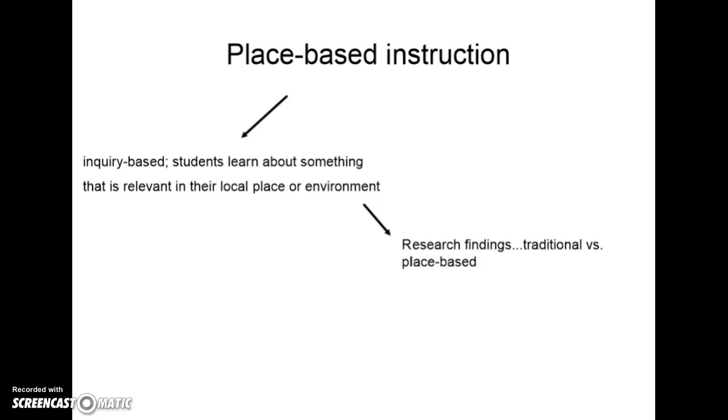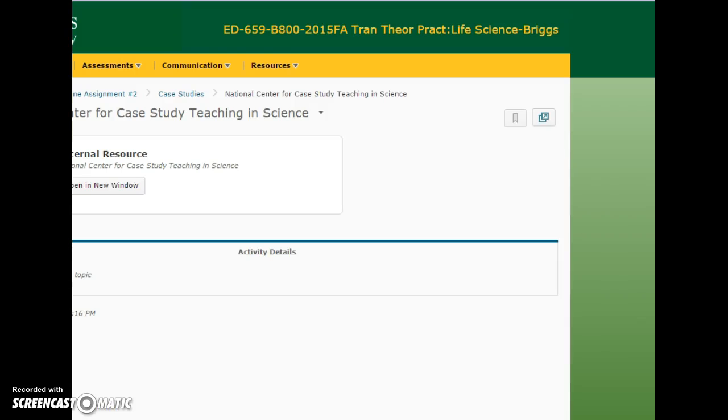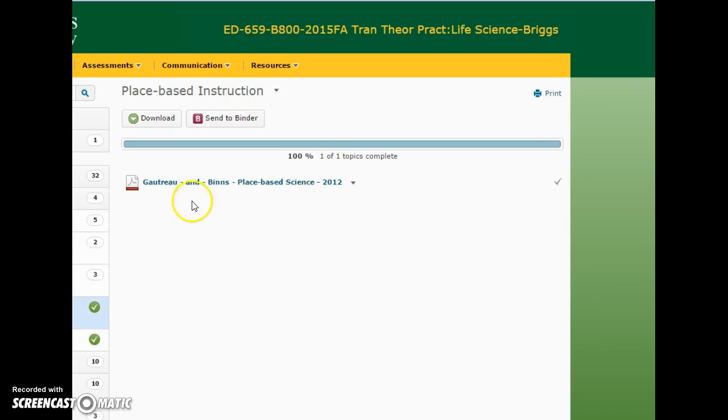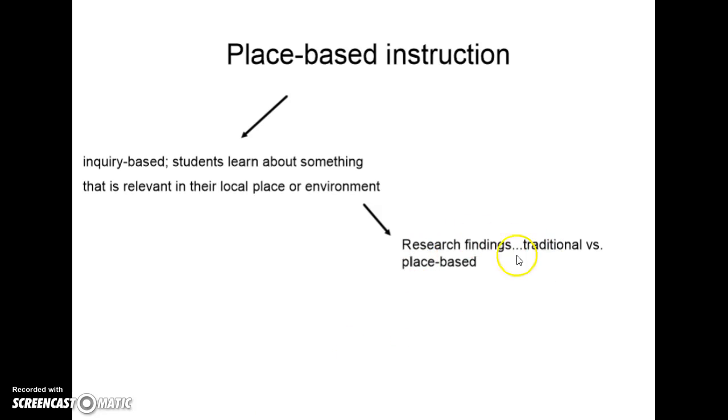So on our content, when we go to place-based instruction, these two gentlemen, Gautreaux and Binns, did some research to try to find out, did traditional or place-based instruction lead to higher student gains in terms of achievement and also in their attitudes about science? And in a nutshell, what they found was that place-based instruction correlated to bigger gains with a group that was considered low achieving. So they compared a low achieving group to an honors group that were both instructed with place-based instruction, and he saw really big gains with that low-achieving group.